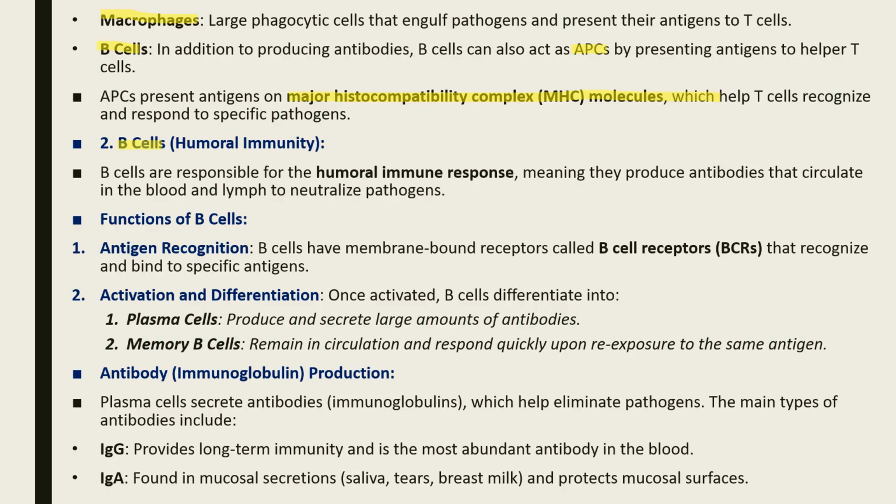Number two is B cells. B cells are humoral immunity. B cells are responsible for the humoral immune response, meaning they produce antibodies that circulate in the blood and lymph to neutralize the pathogen.